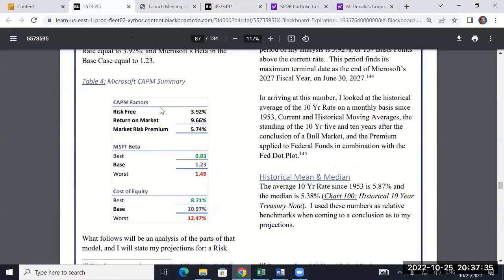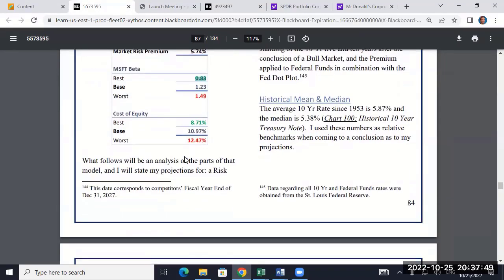Where is he? There he is. Now he started off with his final answer: risk-free rate of 3.92, market return, market risk premium, betas, 3 betas. 0.83 seems awfully low for Microsoft, but that's what he's using. And there's his final. So he started off with a summary. That's fine. Kind of say where we're going.